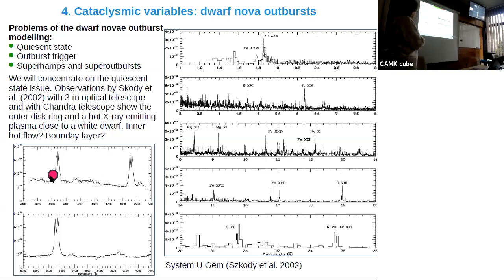So in the optical band, you see the outer ring. And you see this is a ring of material because the lines are spread. It's not like in AGN, right? So it's a narrow ring.